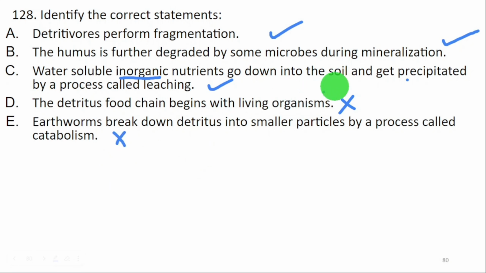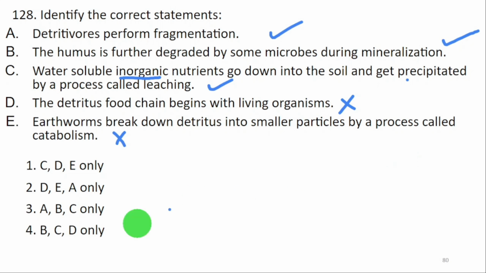So we have our answer. Statements A, B, C are correct. D and E are incorrect. So A, B, C is seen over here. So option number 3 is the right answer of this question.